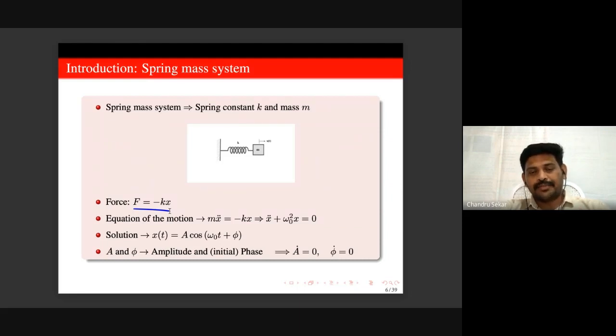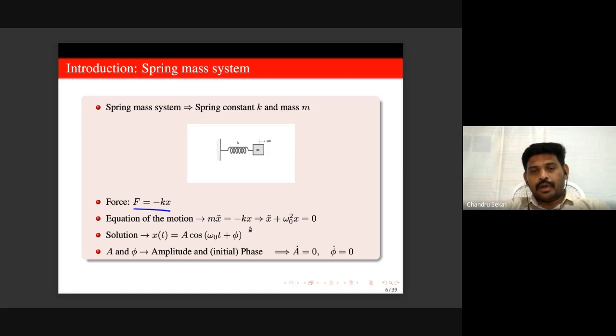After substituting this force, we identify the equation of motion for the system as m x double dot equal to minus kx. The acceleration is always represented by the double derivative of displacement. Rewriting this, we get a standard equation, x double dot plus omega naught squared x equal to 0. We call this equation the simple harmonic oscillator, due to the nature of oscillation. Here omega naught is the natural frequency, given by square root of k by m.